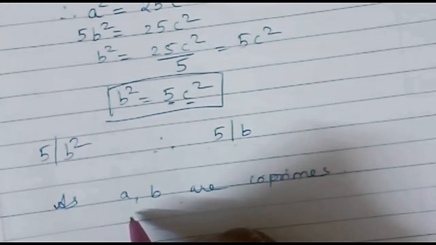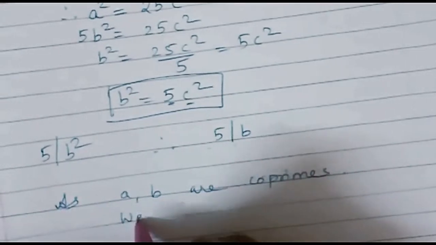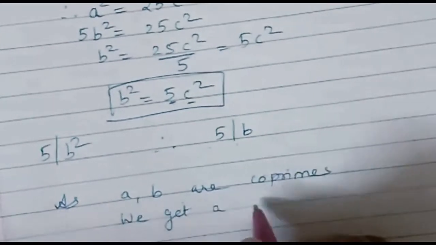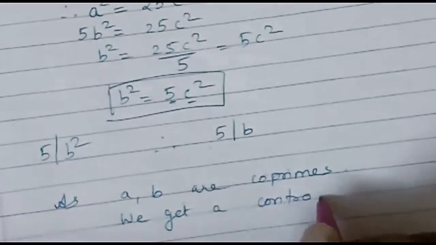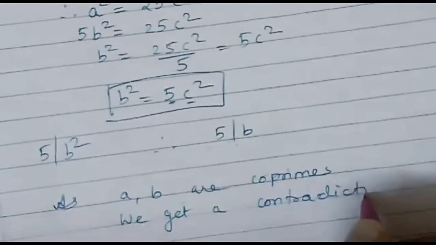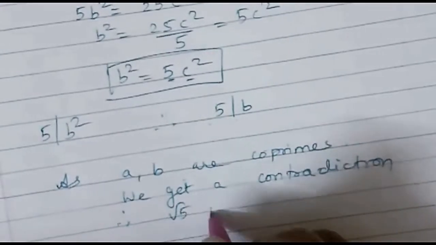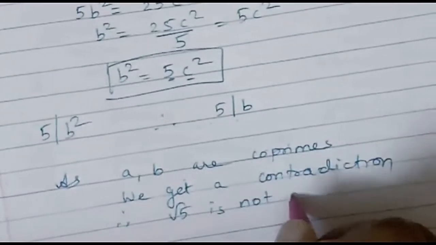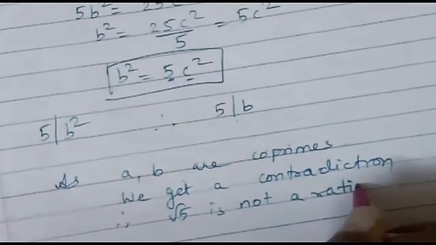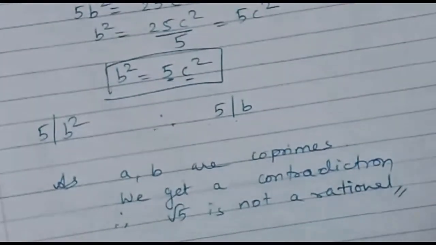Okay, and that is why we get a contradiction. It means our supposition was wrong. And therefore root 5 is not a rational number. And if it is not a rational number, it is proved that it is an irrational number.